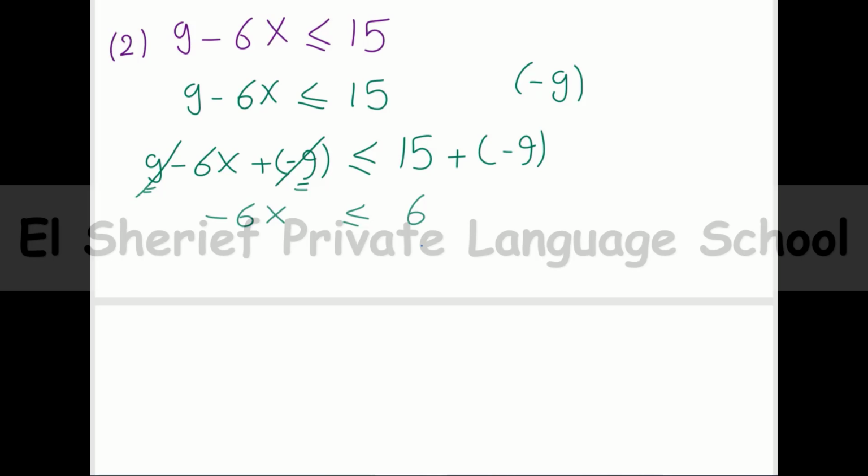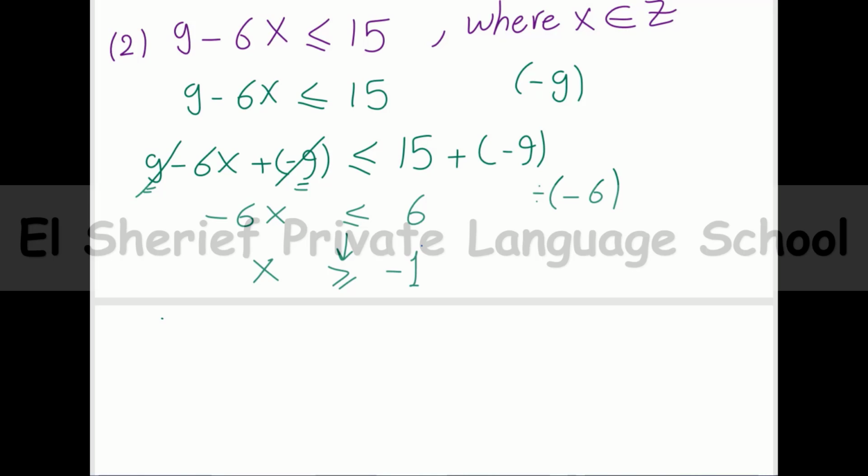To get rid of negative 6, I divide by negative 6. We divided by a negative number, so the sign will become more than or equal. Let's be very careful about this. So I divide by negative 6: x, and 6 divided by negative 6 is equal to negative 1, so x more than or equal to negative 1. He says x belongs to the set of integer numbers, so x is more than or equal to negative 1.